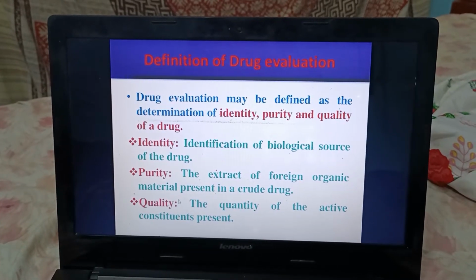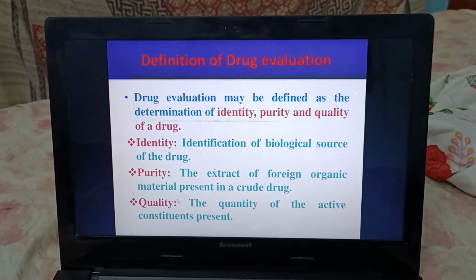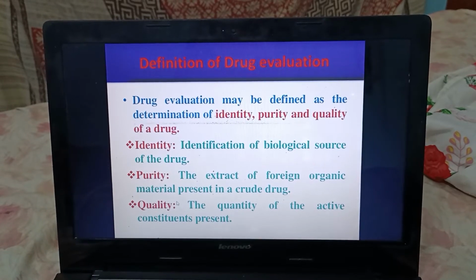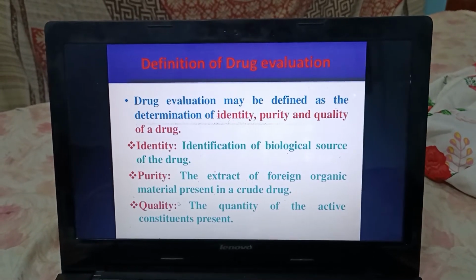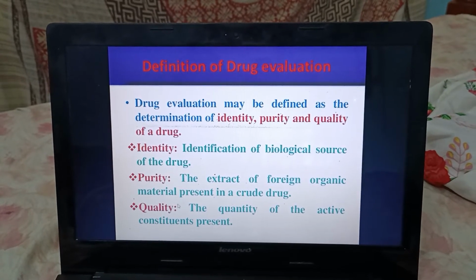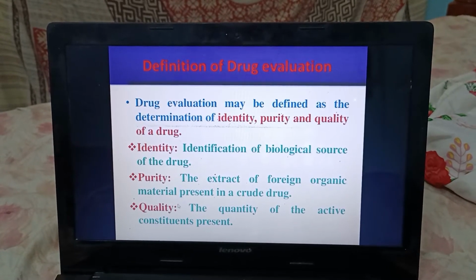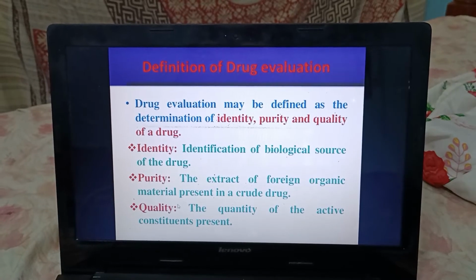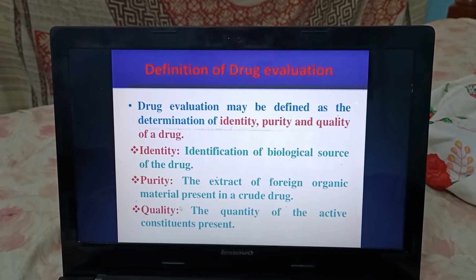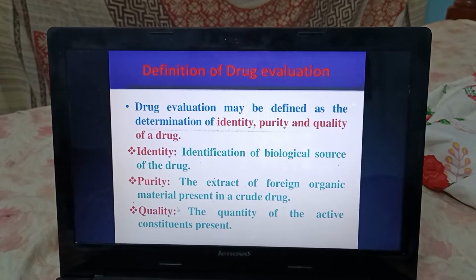First one is identity: identification of the biological source of the drug. The drug is derived from which part of the plant, so which is the biological source of the drug. For example, carrageenan, which is from seaweed. Okay, so that is the source of carrageenan. And purity: the extraction of foreign organic material present in the crude drug. So that is the purity.